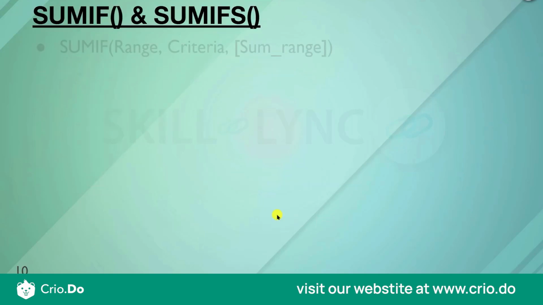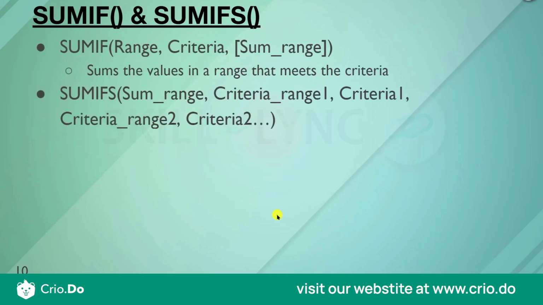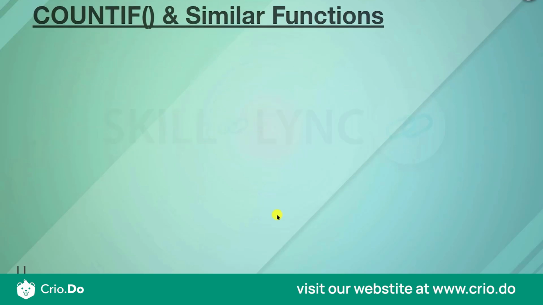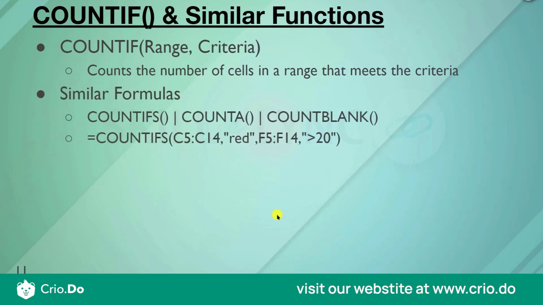We tried the SUMIF function, the SUMIFS function, which is a combination of SUM and IF, and SUMIFS is for multiple criteria. COUNTIF counts the number of cells in a range that meet the criteria. And then we covered the COUNTIFS function, COUNTA function, and COUNTBLANK function.